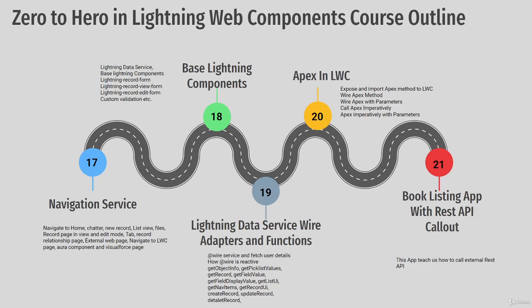And we'll see what is wire service, how to fetch the user detail using wire service, how the wire service is reactive. We're going to prove this. Apart from that, we will use different kinds of wire adapters and functions like get record, create record, update record, delete record, get list UI, get field value. There are so many adapters we're going to learn in this section.